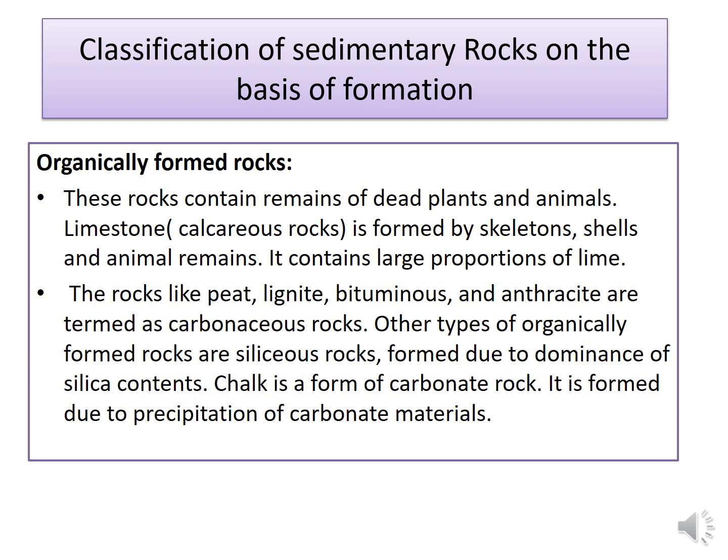Organically formed rocks. These rocks contain remains of dead plants and animals. Limestone, which is a calcareous rock, is formed by skeletons, shells, and animal remains. It contains large proportions of lime. The rocks like peat, lignite, bituminous, and anthracite are termed as carbonaceous rocks. Other types of organically formed rocks are siliceous rocks, formed due to dominance of silica content. Chalk is a form of carbonate rock. It is formed due to precipitation of carbonate materials.